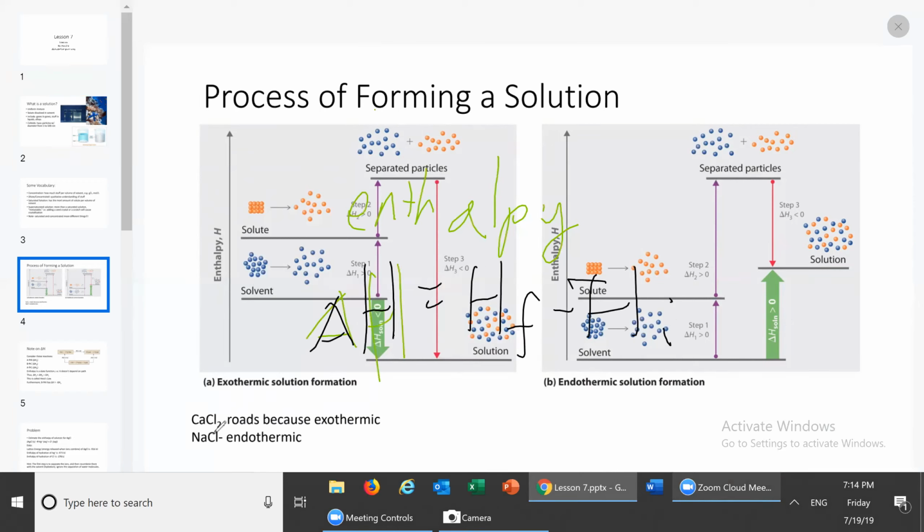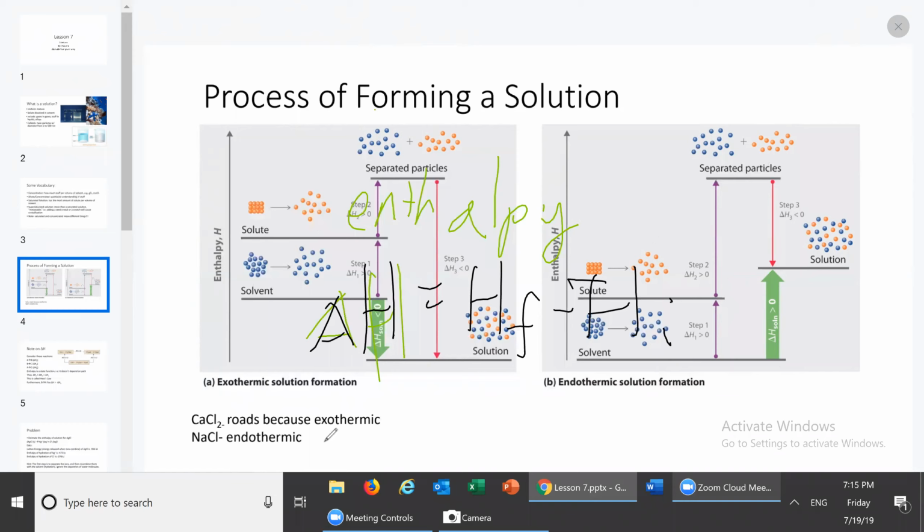For example, calcium chloride is very exothermic. If you dissolve calcium chloride in water, it will release heat. This is why they use calcium chloride to salt the roads in some very cold places like Alaska, because regular old salt won't do the trick. You need calcium chloride and it will actually heat up. Sodium chloride is actually very slightly endothermic. It absorbs heat. So it's this case.